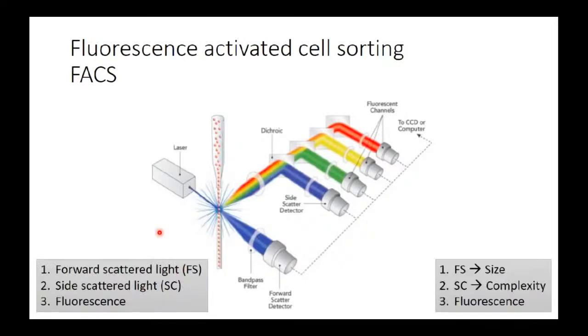First, I will get the forward scattered light, which is detected by the forward scatter detector, and this is proportional to the size, as we saw in detail in the previous video. So forward scattered light is directly proportional to the size of the cell. Side scattered light is directly proportional to the complexity of the cell. And then the fluorescence will give me information about which of the cells is expressing the protein and which is not expressing the protein.